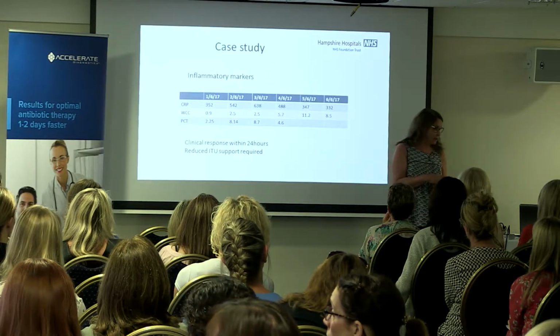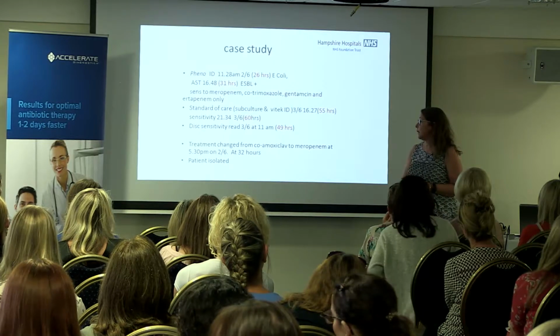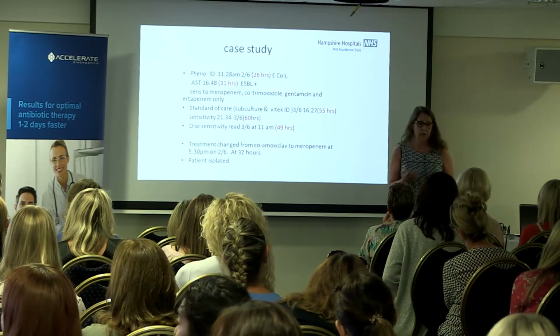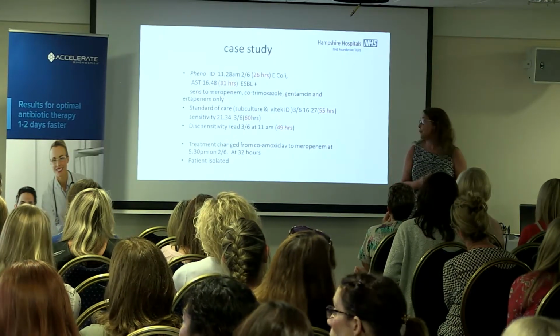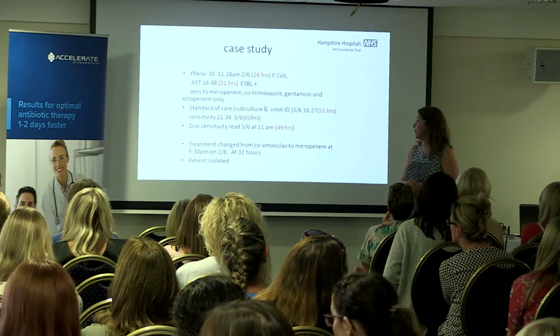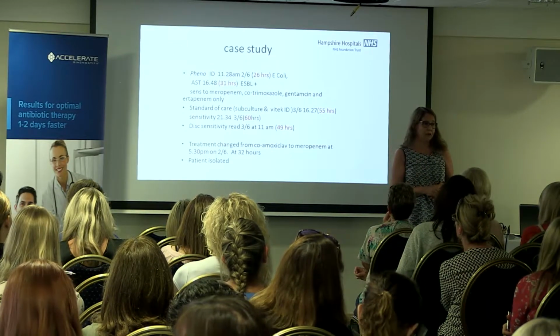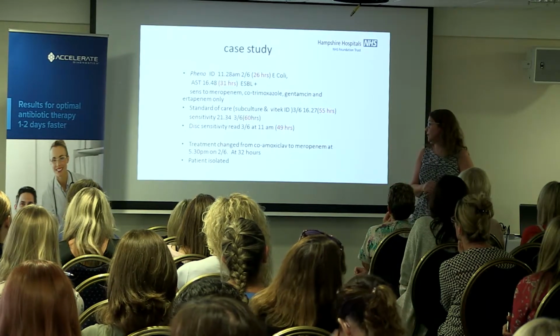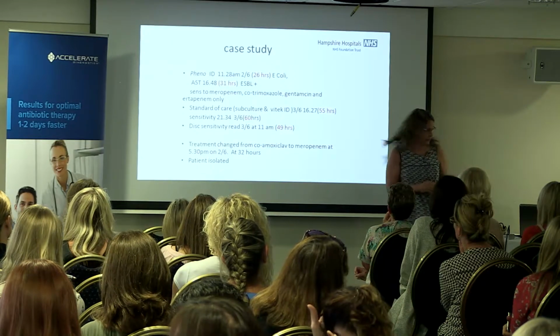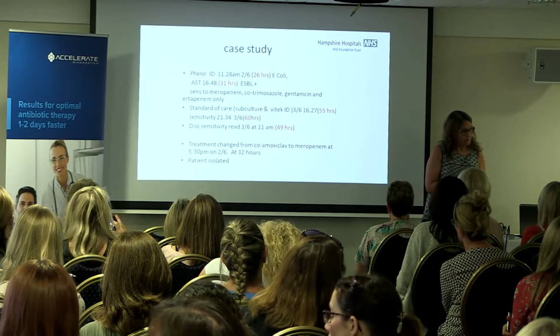Our current standard of care for blood cultures is that once they're positive, we do a gram stain, we then subculture them, and once we've got a growth, we put it on the Vitek for ID and sensitivity, but we also still do old-fashioned diffusion sensitivity testing.